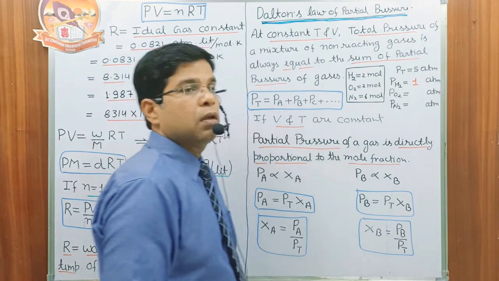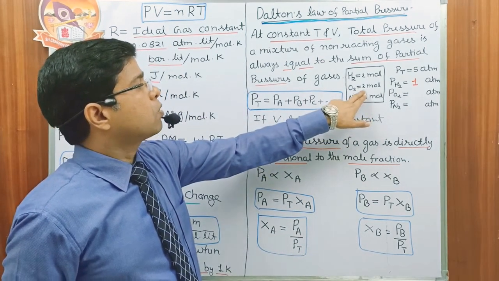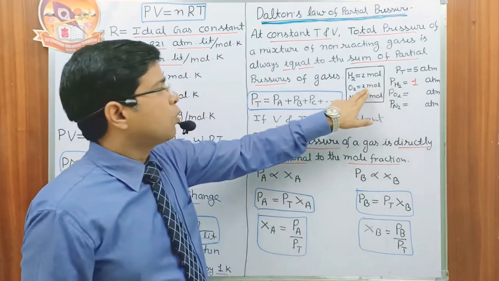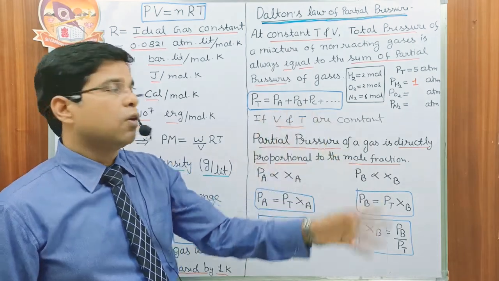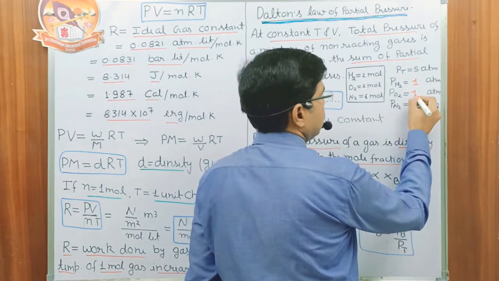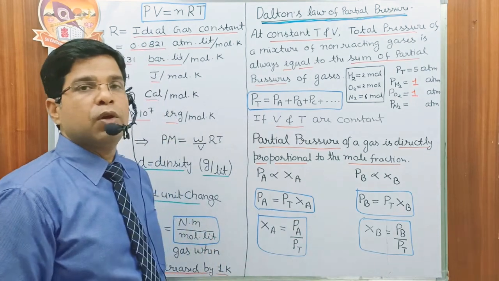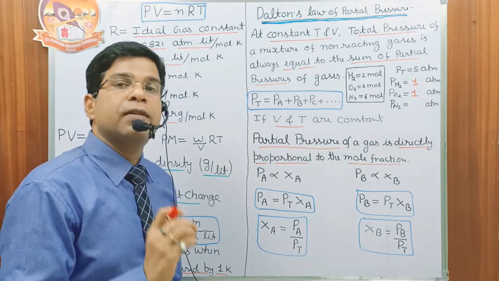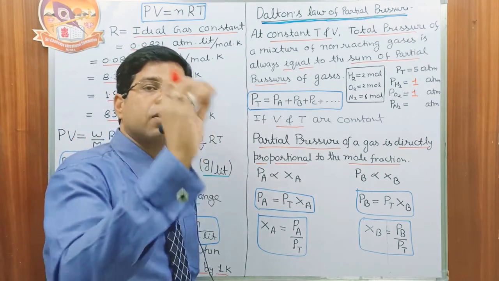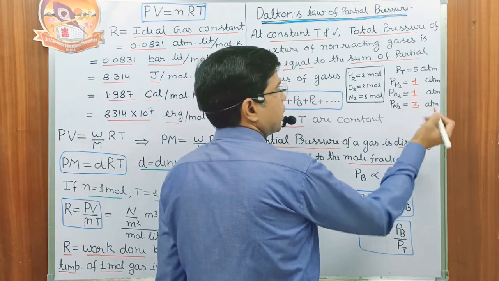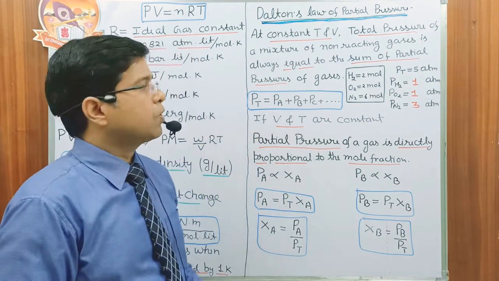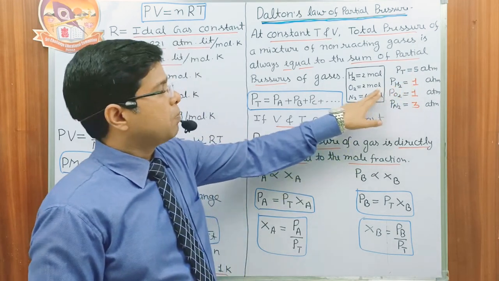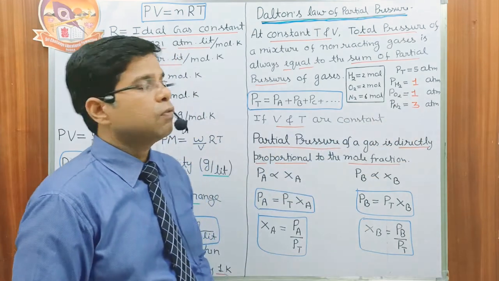So the partial pressure of hydrogen is 1. Again, the molecules of oxygen are 20% of the total, so 20% of the total pressure will be exerted by oxygen, that is the partial pressure of oxygen, 1. And 60% of molecules belong to nitrogen. So what is the partial pressure exerted by nitrogen? It is 60% of the total, that is 3 atmosphere. So what is the total pressure? Total pressure 5 is equal to partial pressure of hydrogen plus partial pressure of oxygen plus partial pressure of nitrogen.